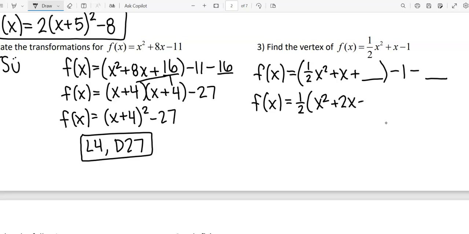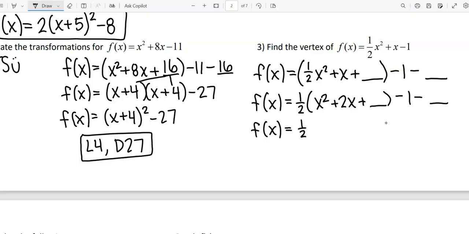Plus 2x, good. Plus blank, minus 1, minus blank. We didn't take the 1/2 out of 1 because we pushed the 1 out first. So make sure you push the 1 first, then take your 1/2 out. Now I'm ready to factor it into a square.